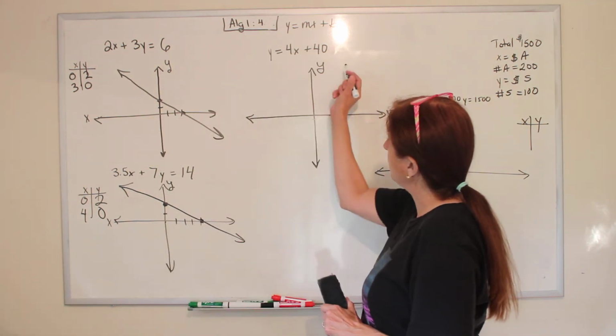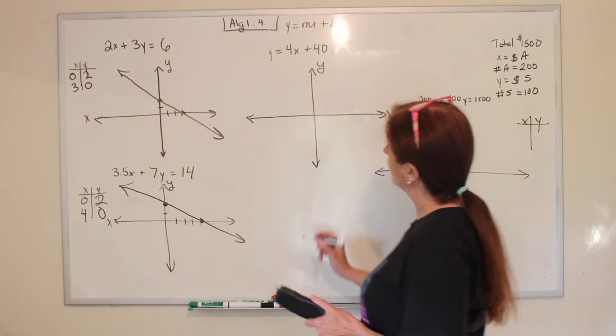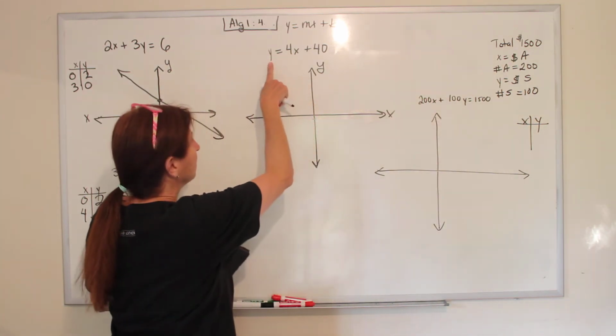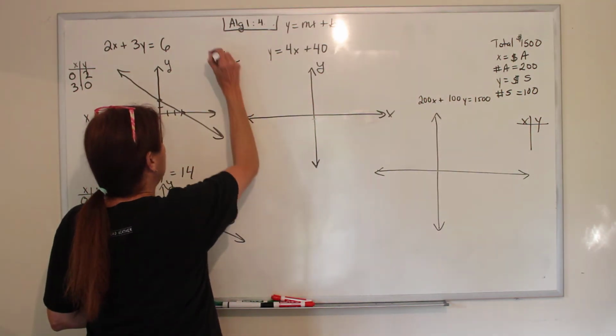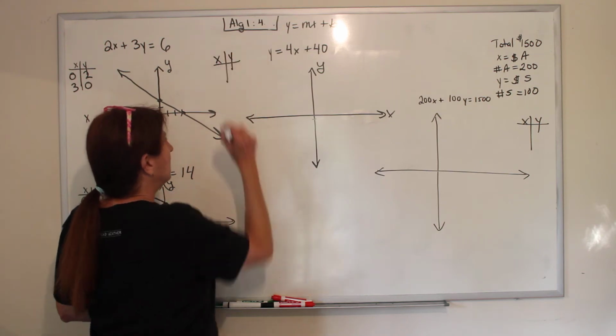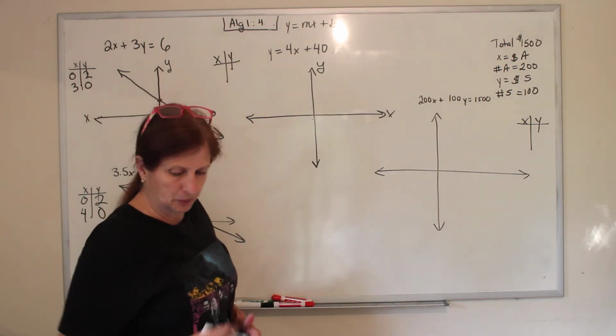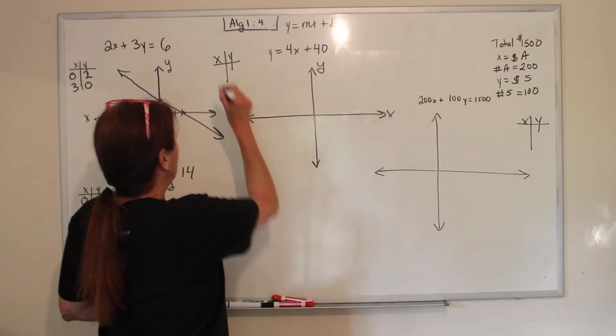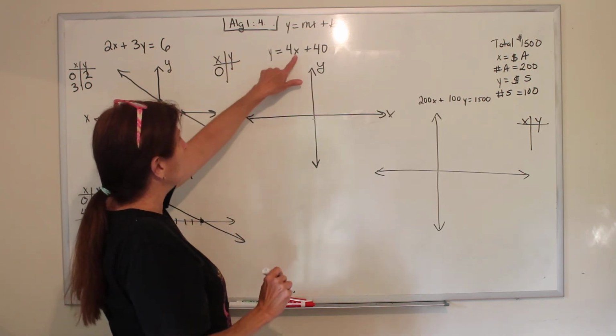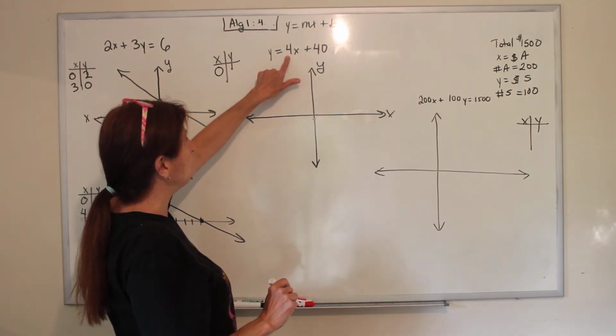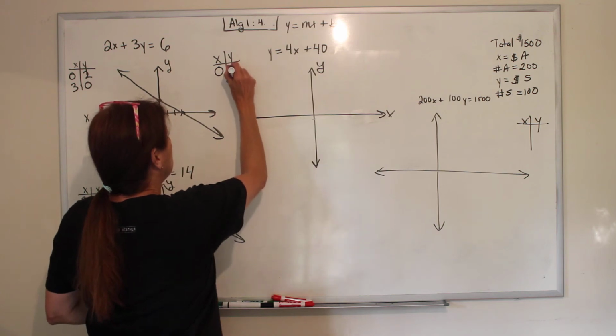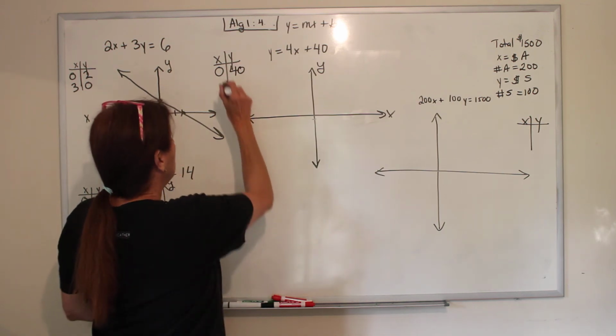All right, now what about if you want to do it with one like this? Well, notice y is by itself here. So we need our if-then chart. So we're not really going to use intercepts, but we kind of can. If x is 0, 0 times 4 is 0, y is 40.